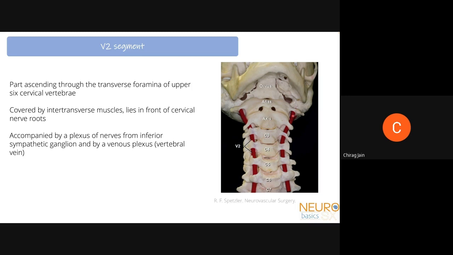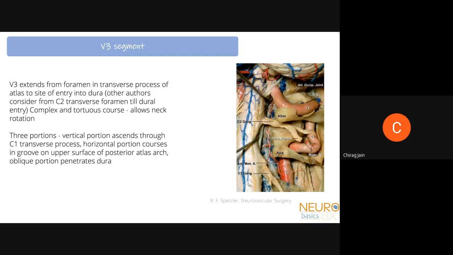The V3 segment, as we know now, can, according to different people, arise either after having entered the C2 transverse foramen or after having entered the C1 transverse foramen. So most commonly, it is still described as after having entered the C1 transverse foramen. So up till here, at this point, it is still going to be the V2 segment. So the V3 segment extends from the transverse foramen of the atlas up till the site where it enters the dura, which is over here.